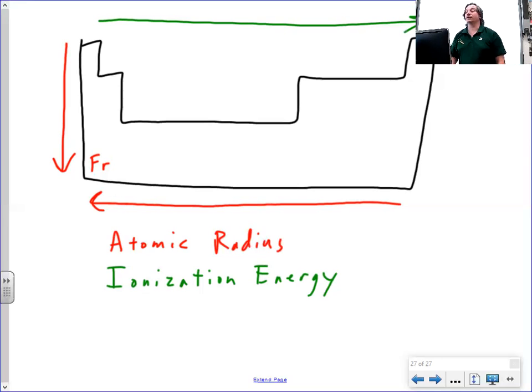So ionization energy increases as you go from left to right, but it also increases as you go up because the electrons are closer to the nucleus, and it's harder to pull those electrons away from that positive charge. So the highest ionization energy on the whole periodic table is helium. Helium, you are not going to get an electron from.